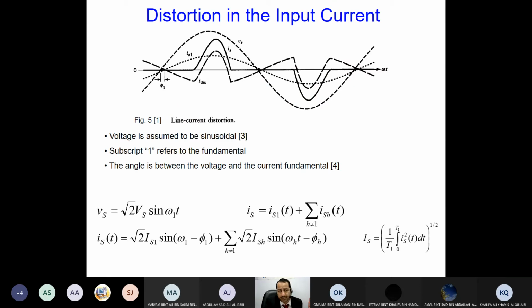Now, distortion in input. See here in this circuit, okay? This is the voltage VS, and this is my current IS, the supply current. This is not a sinusoidal waveform. It's a highly distorted waveform. Yes, it's AC because it has positive and negative according to the definition of AC. But you see here, zero. This is sinusoidal, but this one is not sinusoidal because here it's long, it's not a point, it's a long period. Now this is a highly distorted waveform.